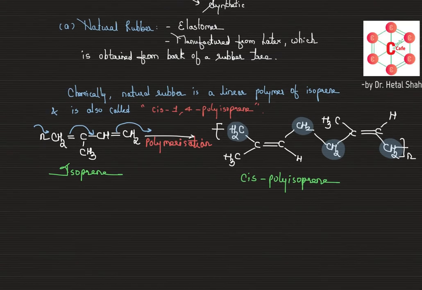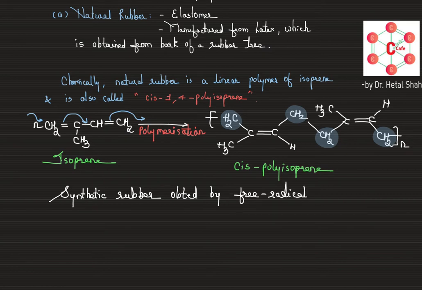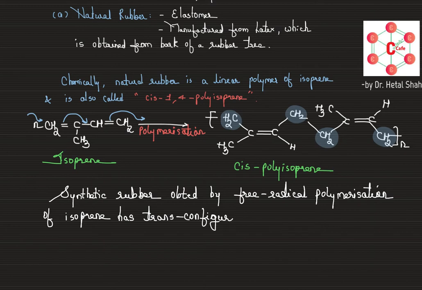You can even make synthetic, this is like polymerization of isoprene, right? There is this very special way of making it. There is synthetic rubber, which is obtained by free radical polymerization of isoprene, and it has trans configuration.